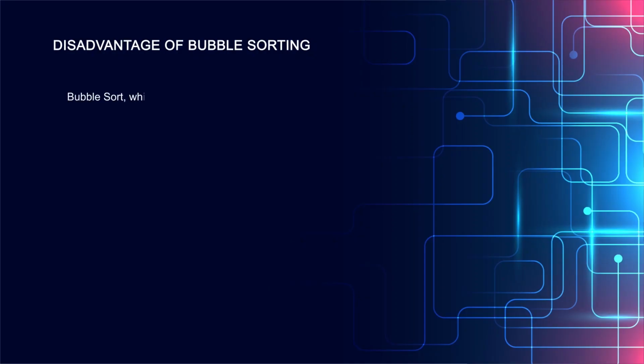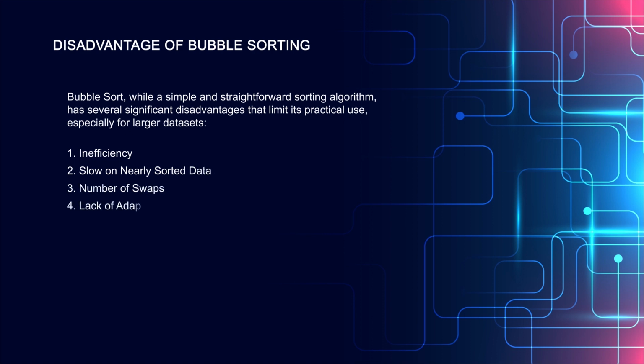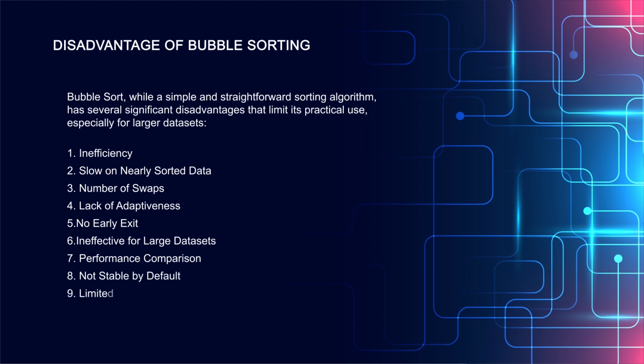Now, we will talk about some disadvantages of bubble sort. Bubble sort, while a simple and straightforward sorting algorithm, has several significant disadvantages that limit its practical use, especially for larger data sets. The first disadvantage is inefficiency. Bubble sort has an average and worst case complexity of order of n square, where n is the number of elements to be sorted. This makes it highly inefficient for sorting large data sets. As the number of elements increases, the time taken for bubble sort grows quadratically, leading to slow performance.